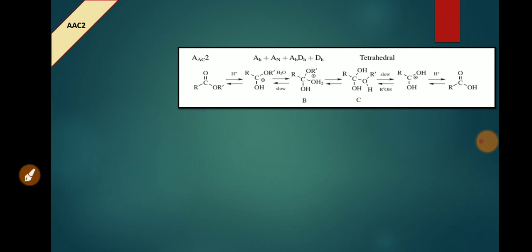So we can observe that in AAC1 and AAC2 mechanism, there is first generation of alcohol and then acid generation takes place. Okay.